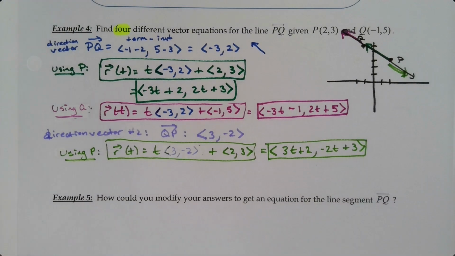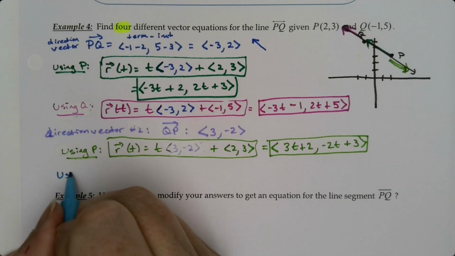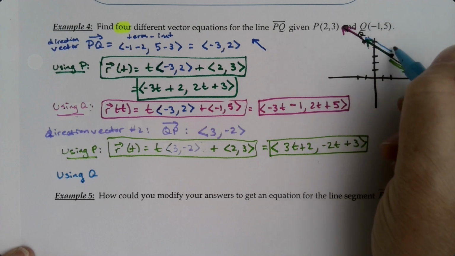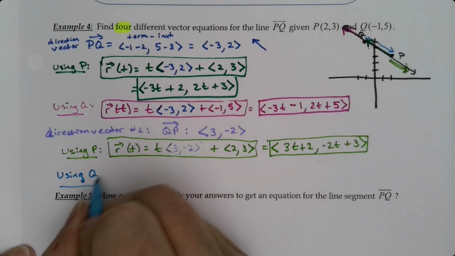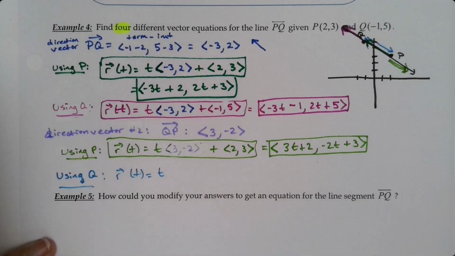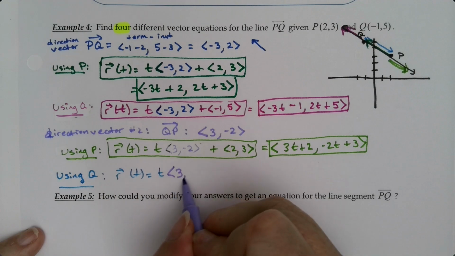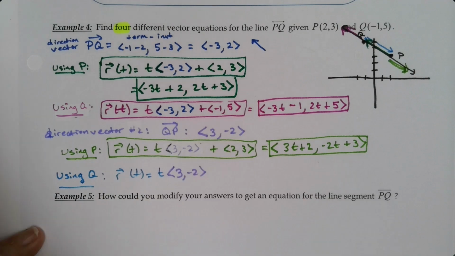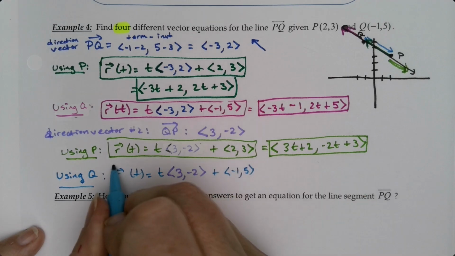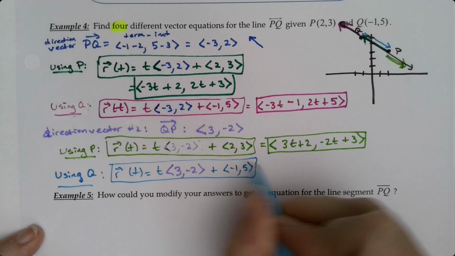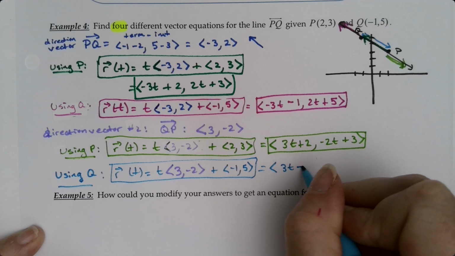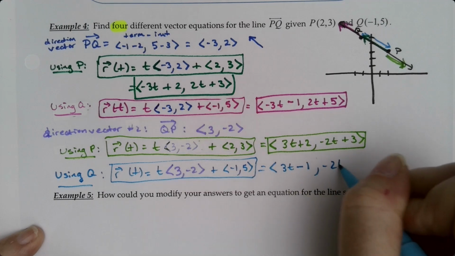All right, well, I could start at Q and do the same thing. They're all on the line. So if I use Q, that would start at Q and go that way. So it would be r(t) equals t times (3, -2) plus (-1, 5), which would be (3t - 1, -2t + 5).